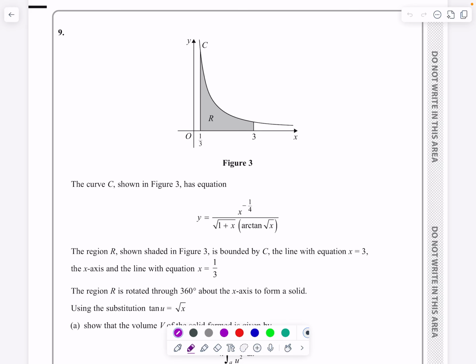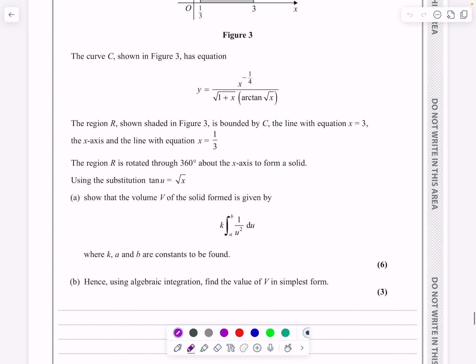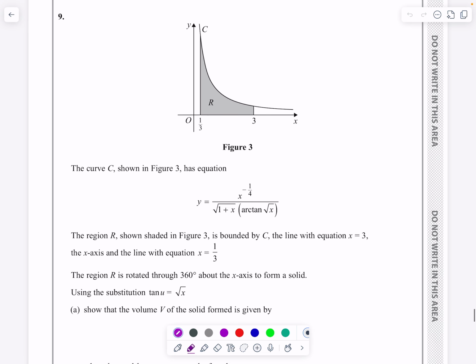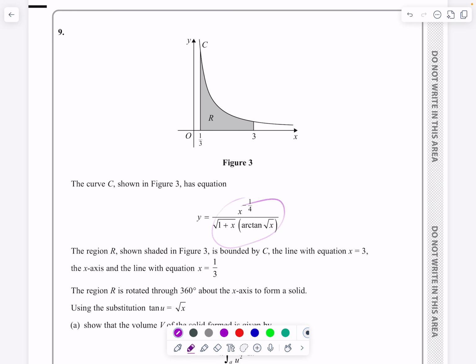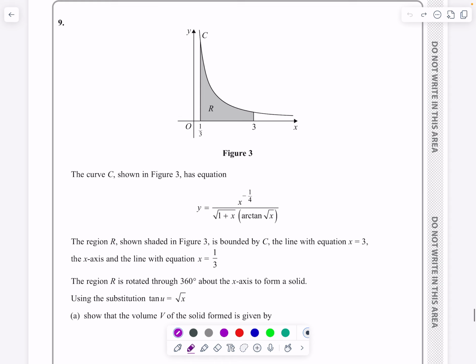Okay, this is the P4 paper from June 2024. It's question number 9, which is the last question on the paper, and it looks a bit scary, doesn't it, with this function right here. What we're going to be doing is integrating. We're going to be finding a volume of revolution. The integration is going to take place by substitution, and we'll even have a little bit of implicit differentiation in there when we get going with it. But let's have a read through of it. As I say, really scary looking question.